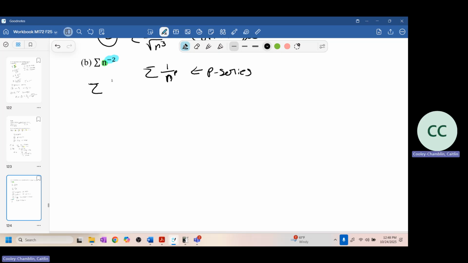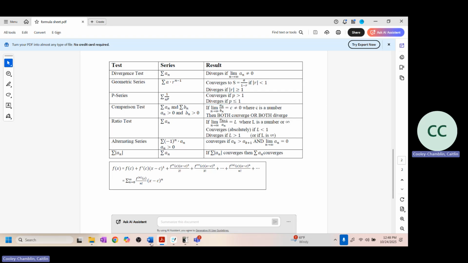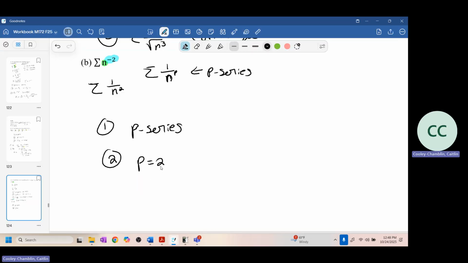So this is the summation of 1 over n squared. Okay, just one step. If it has a negative exponent, it really can move down. And so step 1, this is a p-series. 2, my p is equal to 2. And my handy-dandy formula sheet says if p is greater than 1, it converges. So p is definitely greater than 1. So step 3, the summation of n to the negative 2 converges.